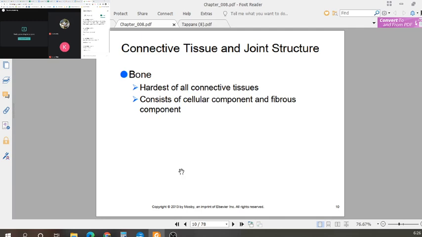Even though it's a connective tissue, bone is, of course, the hardest of them. So it's not the most dense matrix, as we mentioned. It has a cellular component, ground substance, and fibrous component.